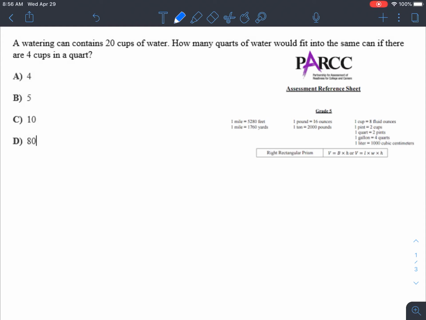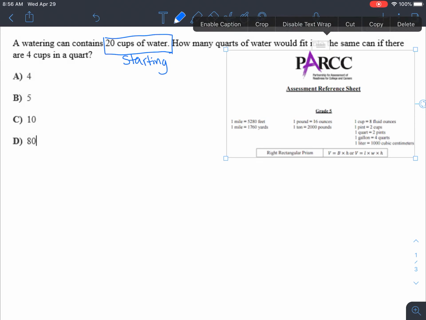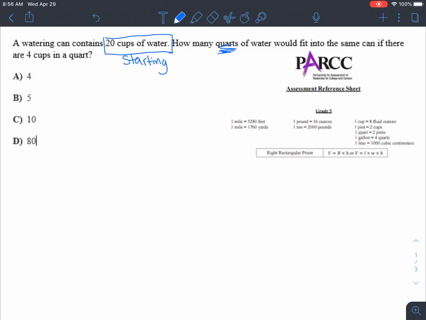A watering can contains 20 cups of water. So I know that I'm starting with 20 cups. How many quarts of water would fit into the same can if there are 4 cups in a quart? So 4 cups in a quart, that's actually our conversion rule.